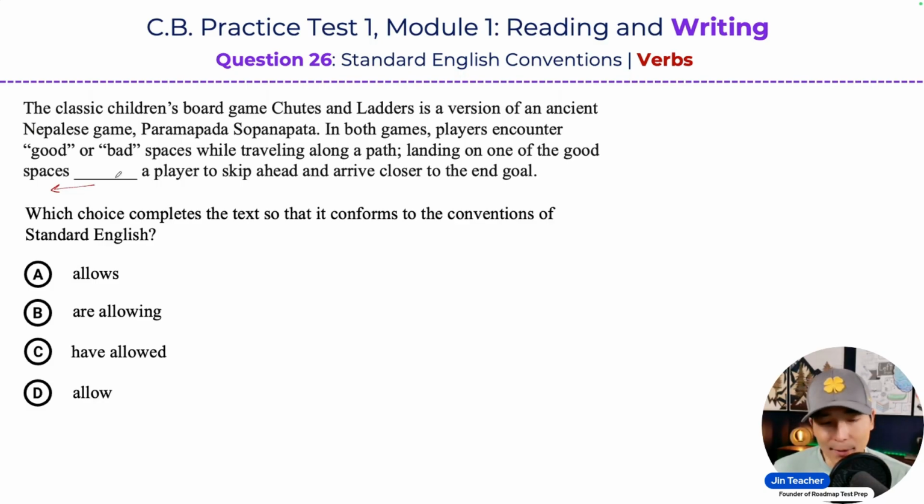They actually look backwards from the verb to find their subject. So they ask themselves, well, okay, what's the subject of this verb? So what allows a player to skip? They're like, oh, good spaces. Spaces allow. They think that spaces is plural, so they end up ignoring or getting rid of the singular verb, right? That would be a mistake.